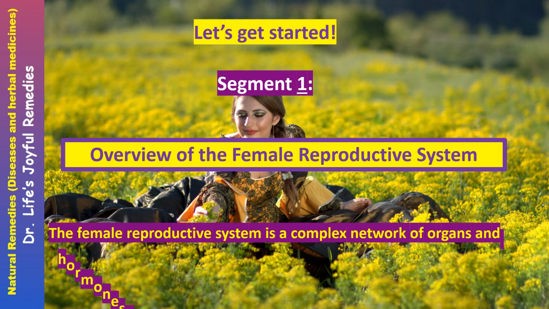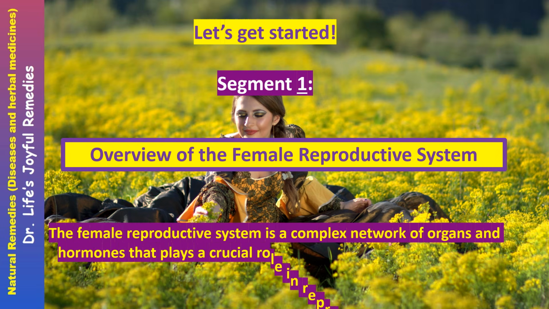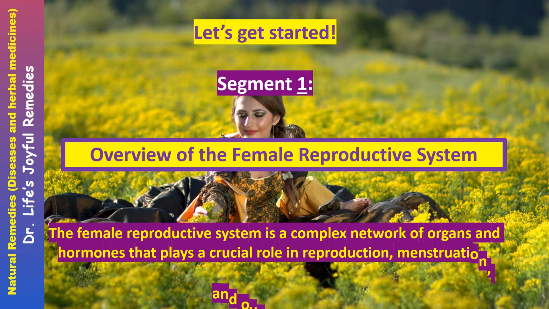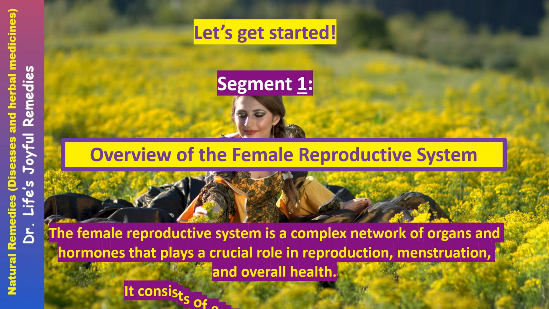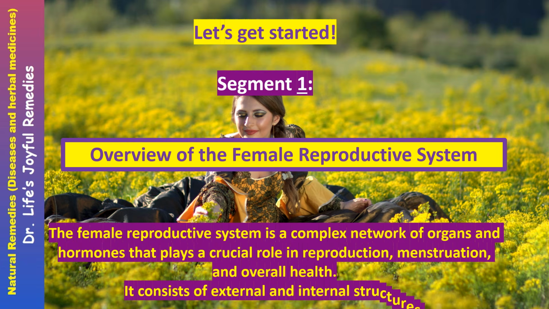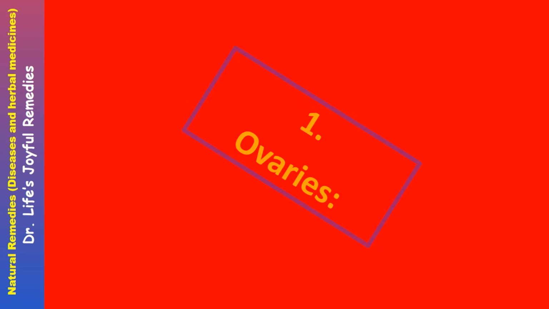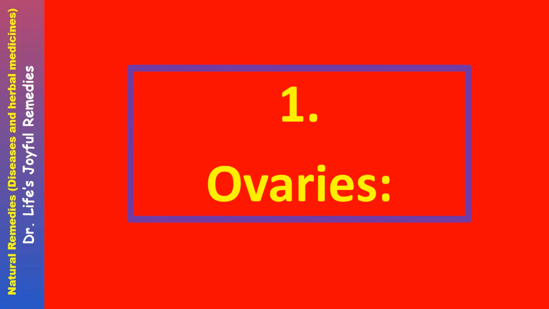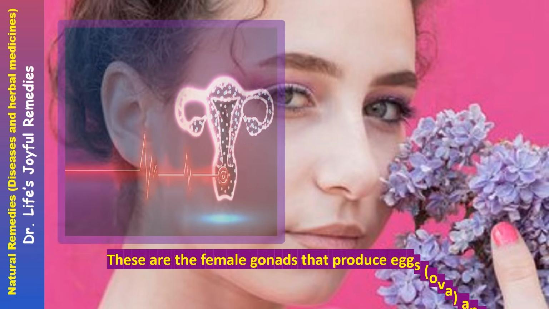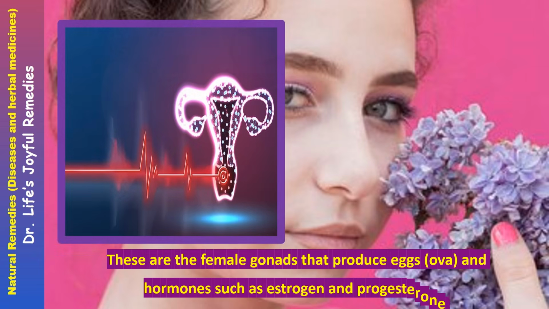Overview of the female reproductive system. The female reproductive system is a complex network of organs and hormones that plays a crucial role in reproduction, menstruation, and overall health. It consists of external and internal structures. 1. Ovaries. These are the female gonads that produce eggs (ova) and hormones such as estrogen and progesterone.